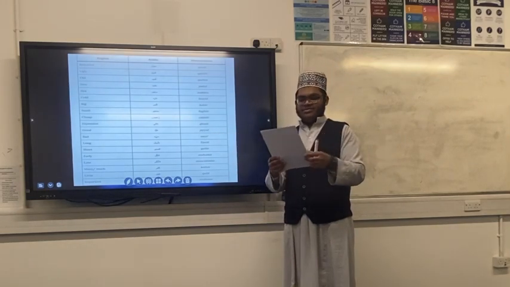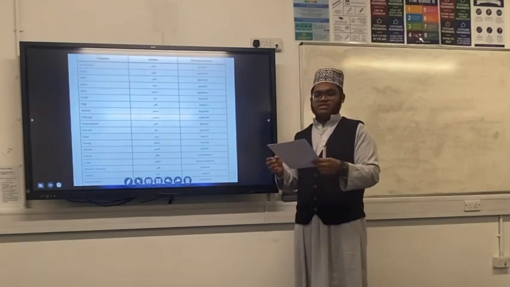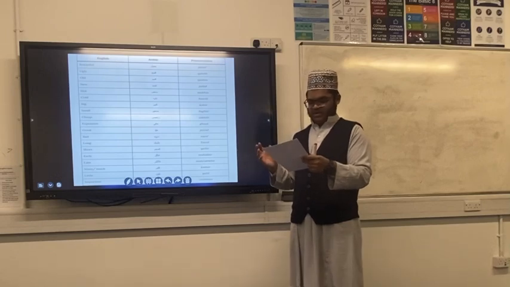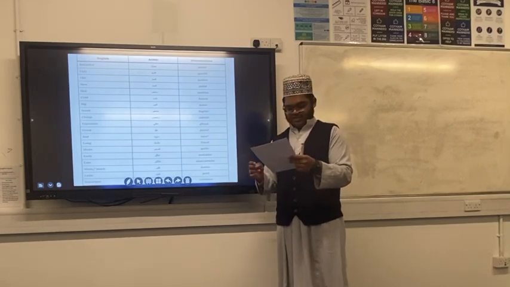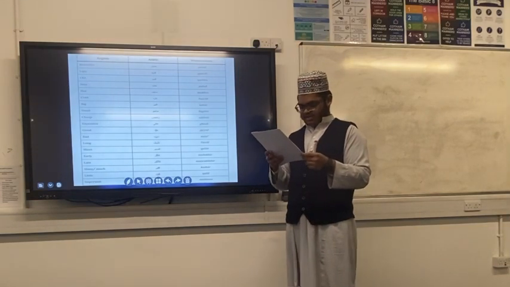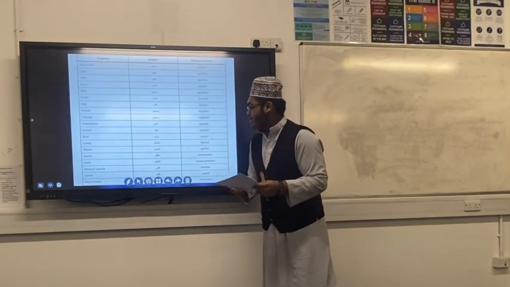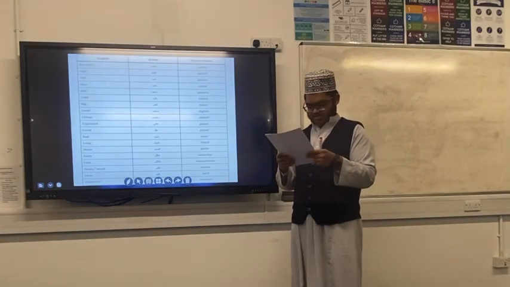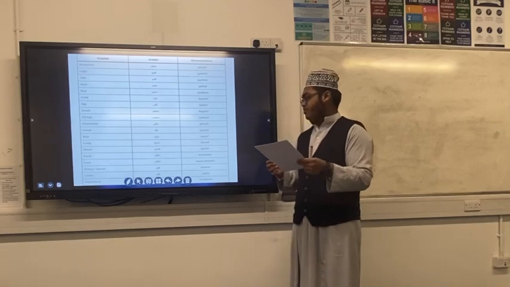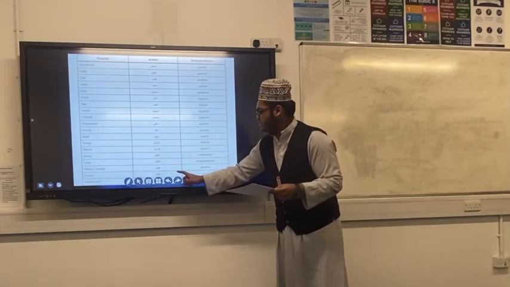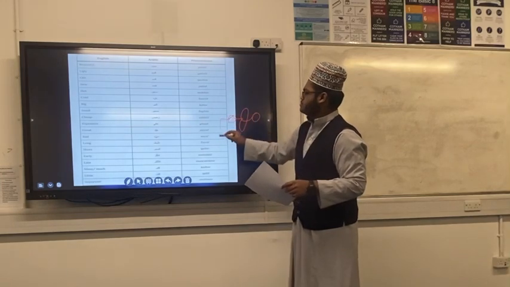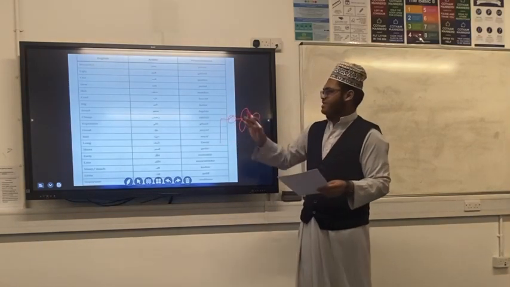small is saghir, cheap is rakhis, expensive is ghali, good is jayyid, bad is sayyi', long is tawil, short is qasir, early is mubakkir or mubakkiran, and late is mutaakhiran. And much is kathir, and little, qalil, and important is, if you can see on the board, muhim. I don't think you can see it, but muhim. That's the first page. We'll stay on the first page for now.